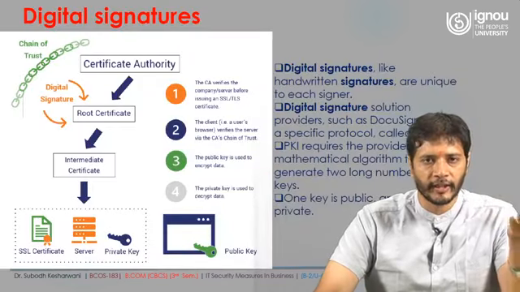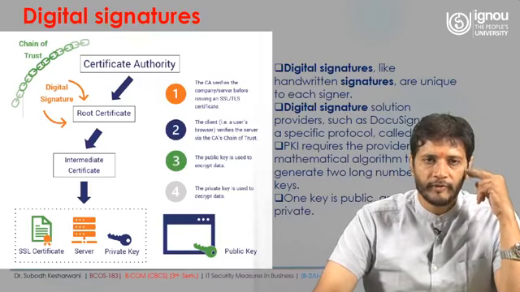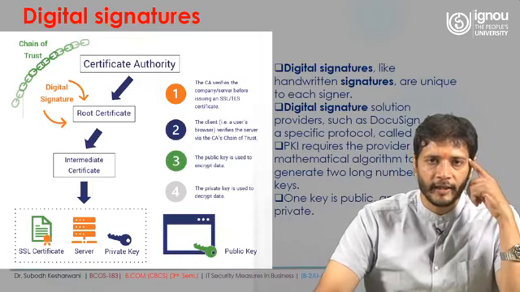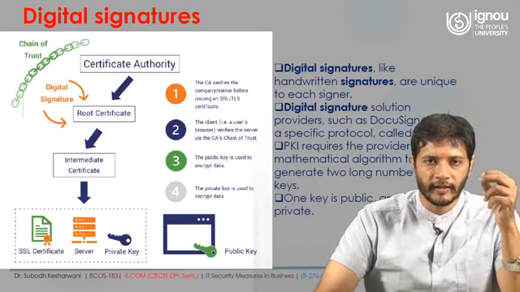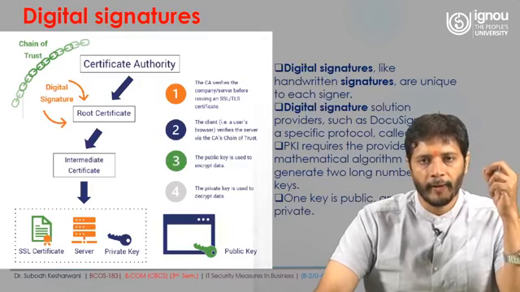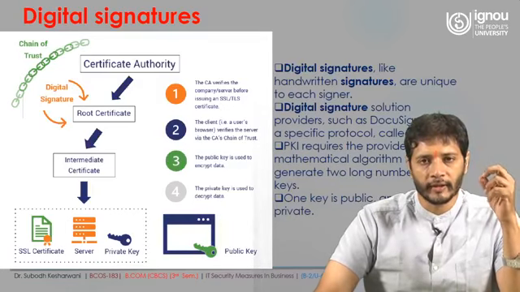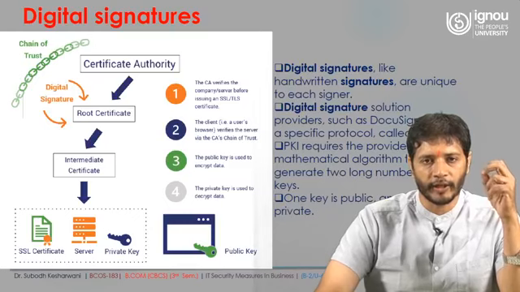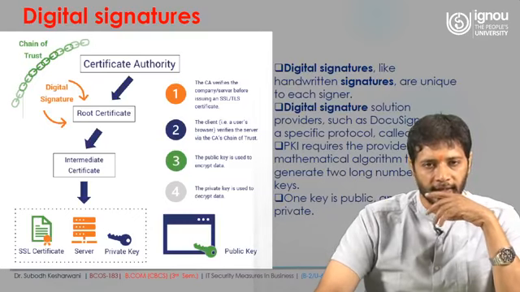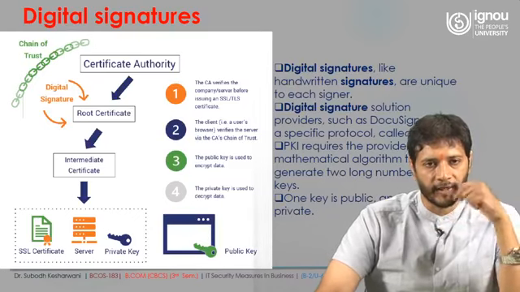Now the digital signature has come up, which is more authentic in nature, and it's like handwritten signatures, which are unique to each signer. Digital signature solutions such as DocuSign follow a specific protocol called PKI. PKI requires the provider to use a mathematical algorithm to generate two long numbers called keys. One key is public and one key is private.